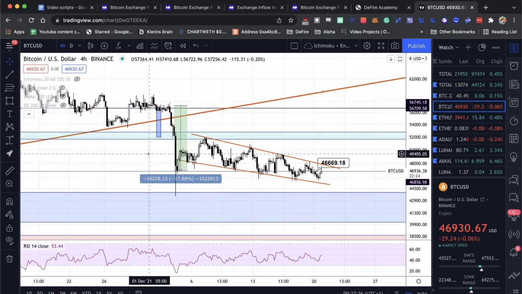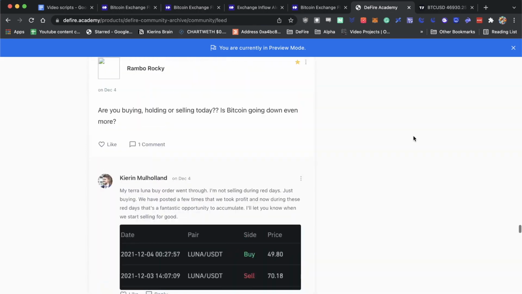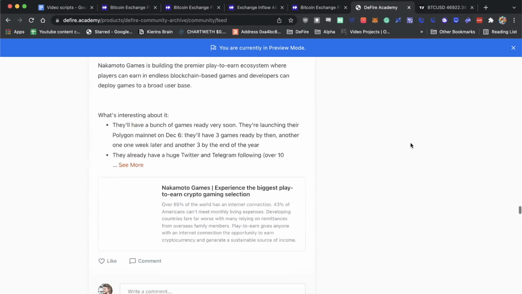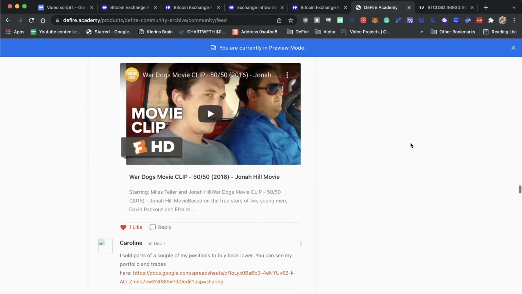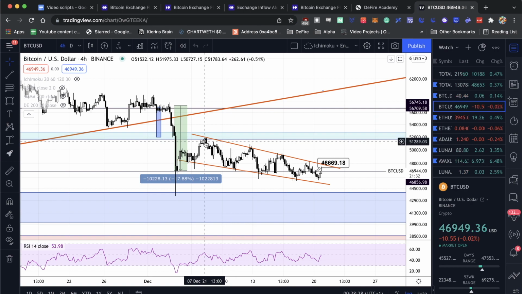But this is not the last alert. If we continue, I go way higher. Let's find the next alert that I posted. And it's here, signal alert on the 6th of December. On exchange, BTC inflow went above 7,000, and the amount was 11,384 BTC on the 6th of December at 8:29 p.m. So if we look at the BTC USD chart, so around here, probably around 51,000.